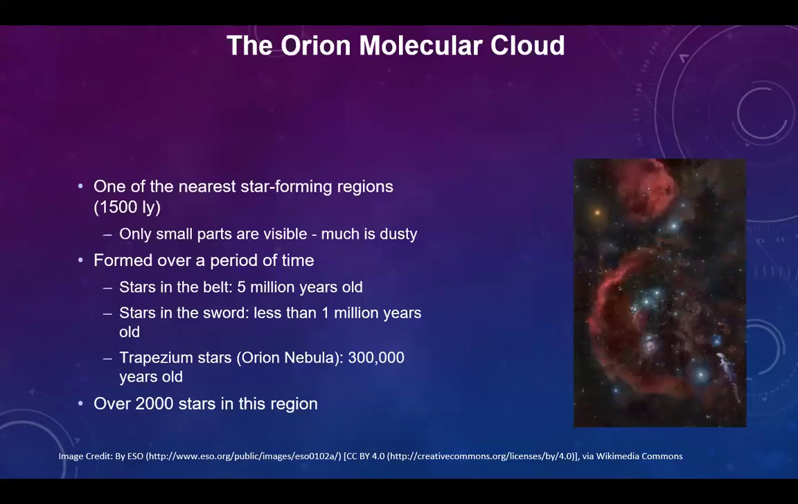So, the Orion molecular cloud is an example of a star-forming region near us. It's one of the nearest star-forming regions. It's only 1,500 light years away. And only small parts of it are visible. Much of it is dusty. So if you'd like to see it, it's in Orion.